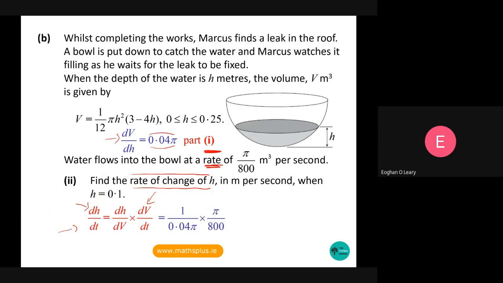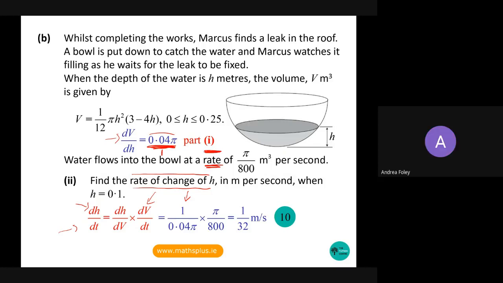So I need to invert that because I can say that's 0.04 pi over 1 for dV/dh. So dh/dV is 1 all over 0.04 pi. dV/dt is pi over 800. The pi's cancel and I get 1 over 32 meters per second for my rate of change of height with respect to time. And it's a 10-mark question.